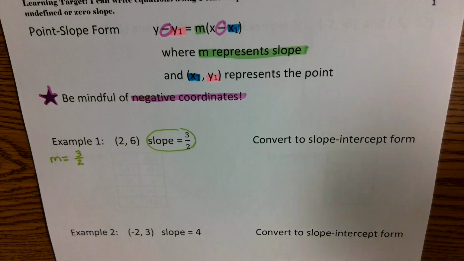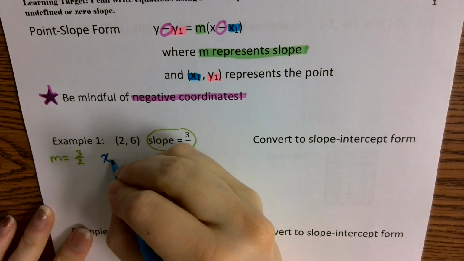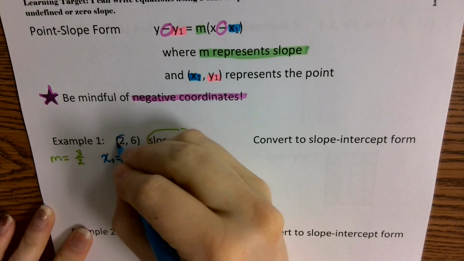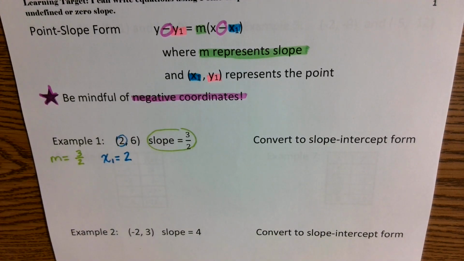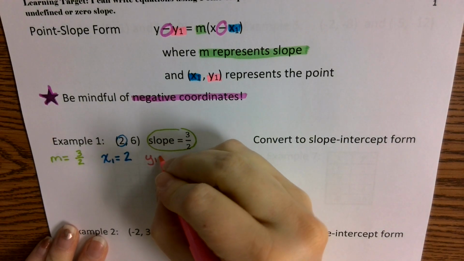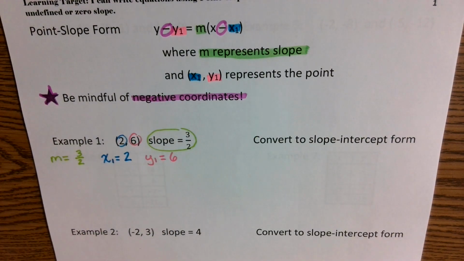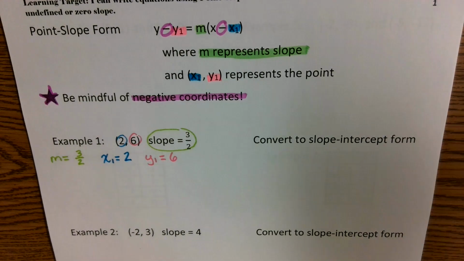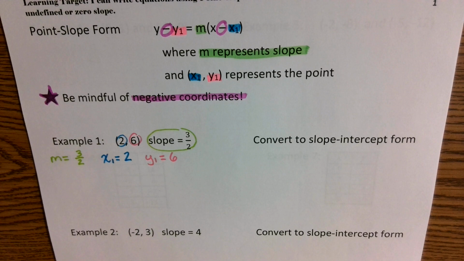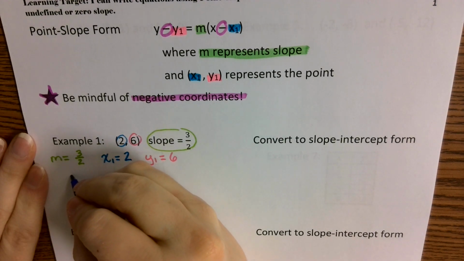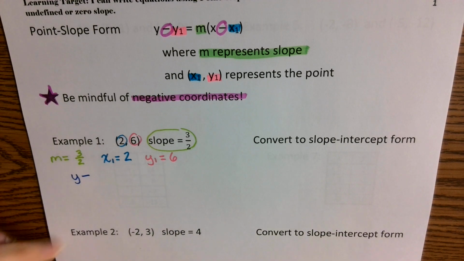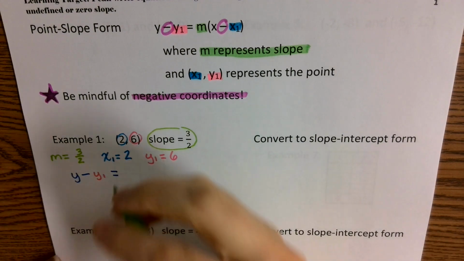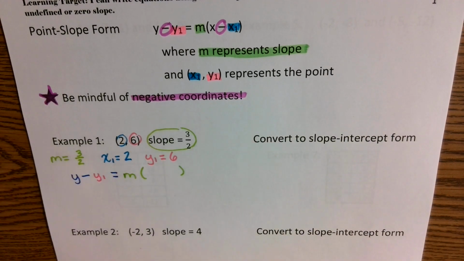We're going to identify our x coordinate, or what our x1 value would be. Our x1 value happens to be a 2. And our y1 value happens to be the 6. Okay, and then I'm just going to place these into my actual equation. Again, I do apologize, my black ran out. But the equation is y minus the y1 is equal to my slope m times the entire quantity of x minus my x1.